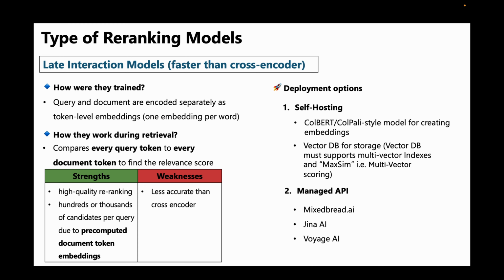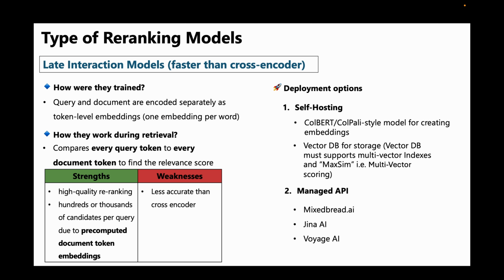When the query arrives, we generate token-level embeddings for the query on the fly and then use a special scoring method called max sim scoring to compare each query token vector with all document token vectors to measure similarity and produce a relevance score. We use the fine grained relevance scores to re-rank the candidate documents. Because in this approach, we pre-compute the document token embeddings in advance and store them in a vector database, this approach scales much better than cross-encoders while still maintaining strong accuracy.